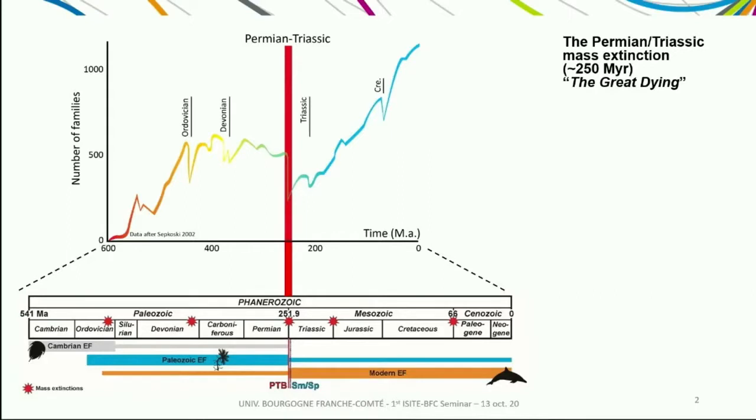252 million years ago at the Permian-Triassic boundary. And this event killed almost all the life on Earth. For instance, more than 90% of marine species disappeared during this event. It also corresponds to the disappearance of typical Paleozoic marine organisms, and it also coincides with the appearance of new organisms that will form the modern ecosystems. So this short interval here, a few million years, is key in the evolution of life.